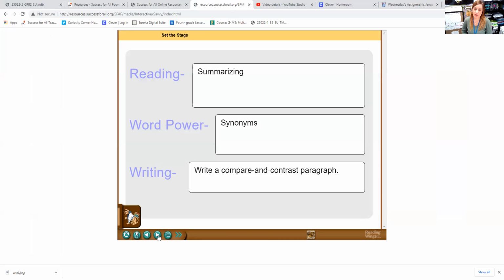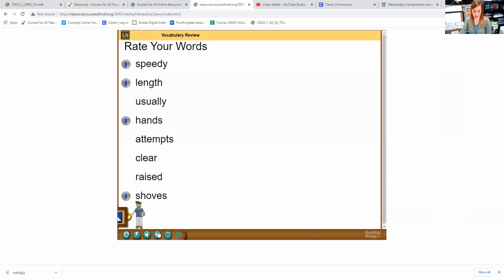Okay, and we have been working on summarizing our reading and working in word power with synonyms. And for our writing lesson, we're going to be writing a compare and contrast paragraph. All right, so this is our final time to go through our words. So you're going to fill in, you have your paper. Go ahead and fill in the last column.